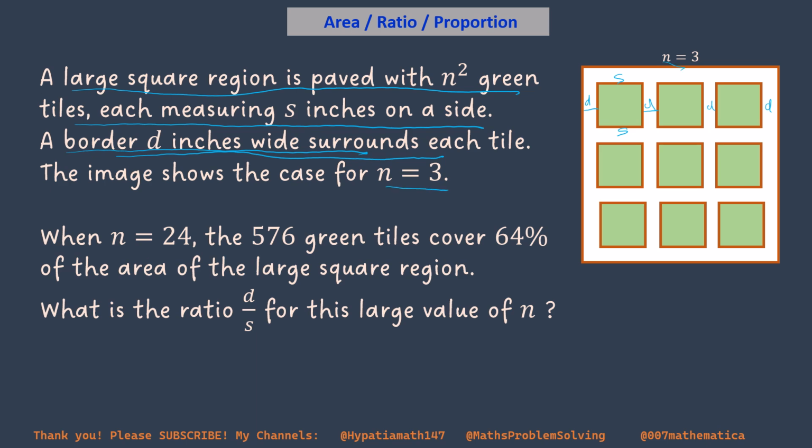So the question is, when n is 24, there are 576 green tiles because n squared is 576, and they cover 64% of the area of the large square. So we need to find this ratio d out of s for the large value of n.